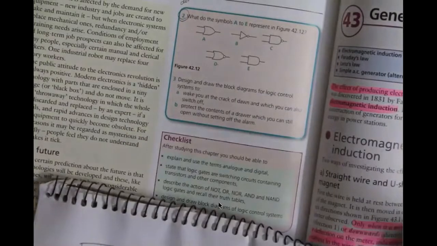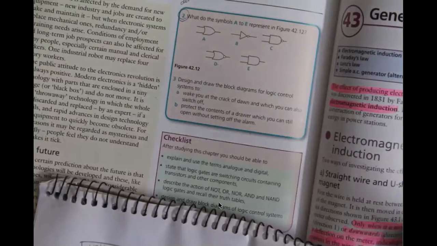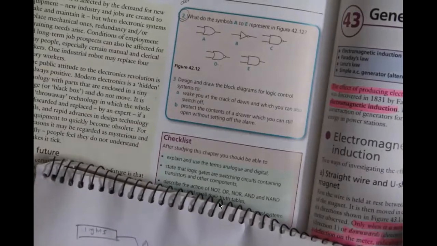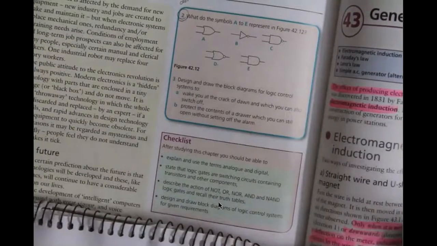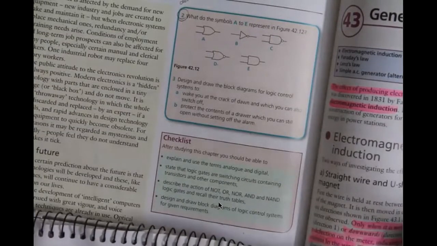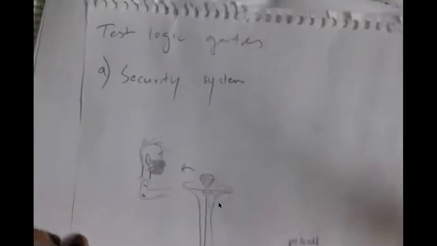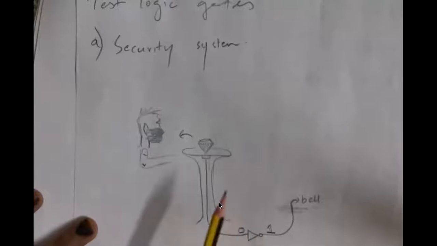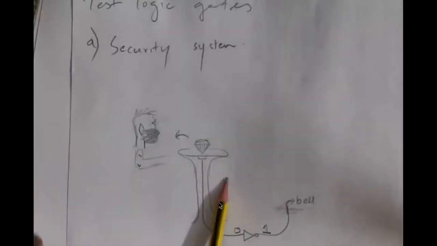Then we have B, protect the contents of a drawer, which you can still open without setting off an alarm. In your diagram, you did not mention the inputs. Okay, you did. Okay, yes. Okay, next. For the drawer, protect the contents of your drawer, which you can still open without setting off the alarm. For that, I'm going to use this security system. It's the same thing.